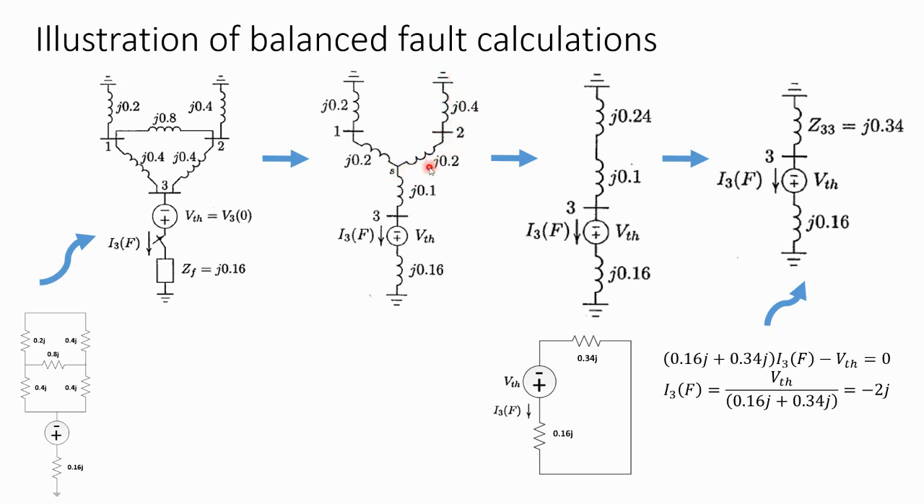Because these two are in series, and these two are also in series, the results of the two branches are in parallel, and you can combine them to become this value. This value and this value can be further combined to form the final value of 0.34J over here. So this is what we call the Thevenin resistance. We call it Z33, like this.